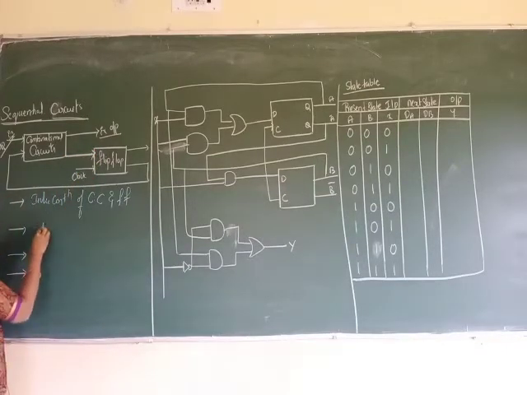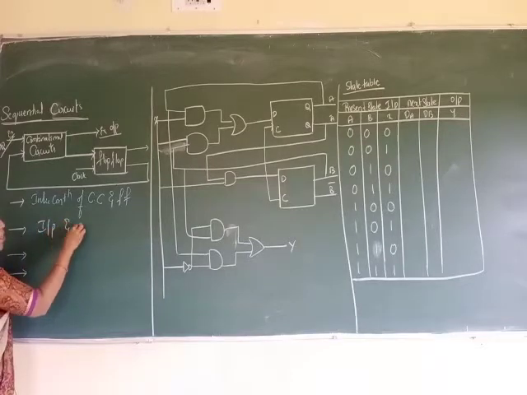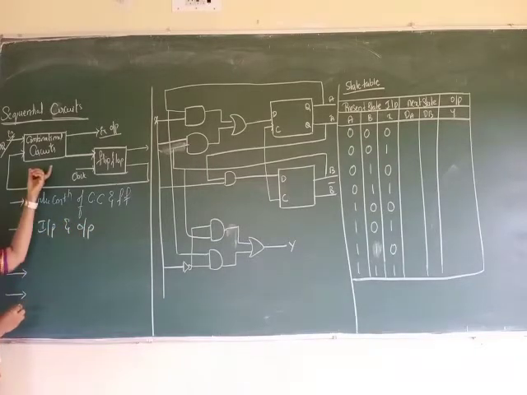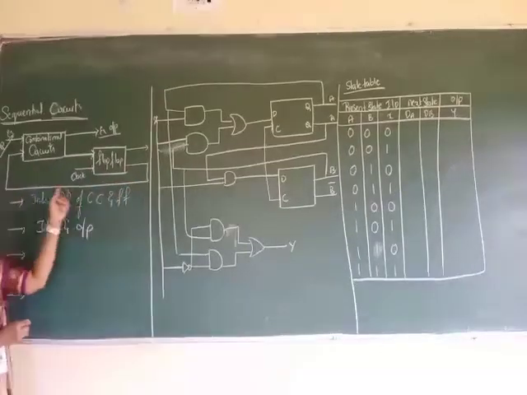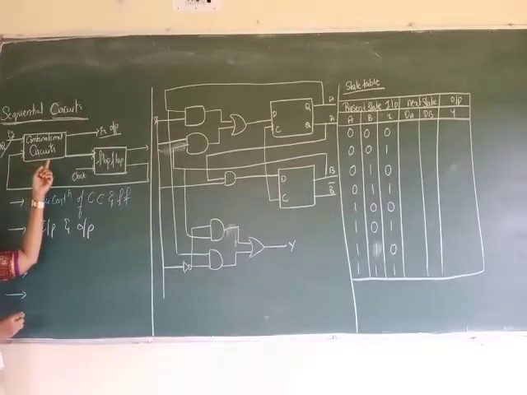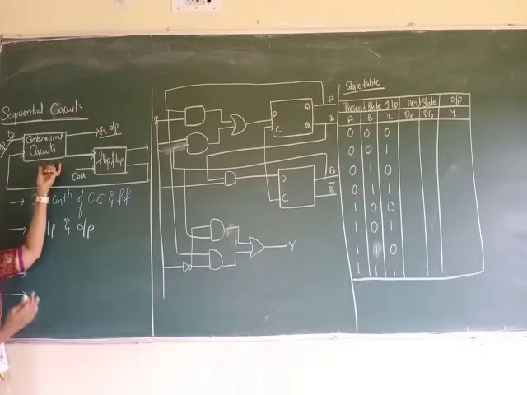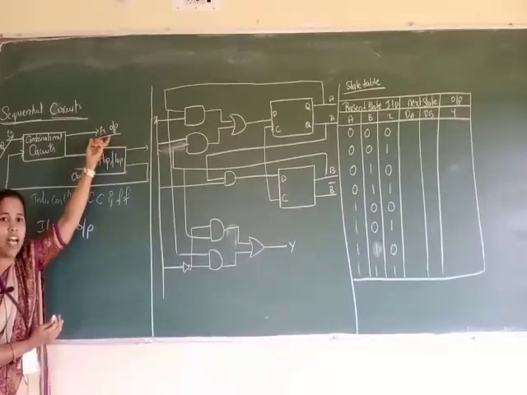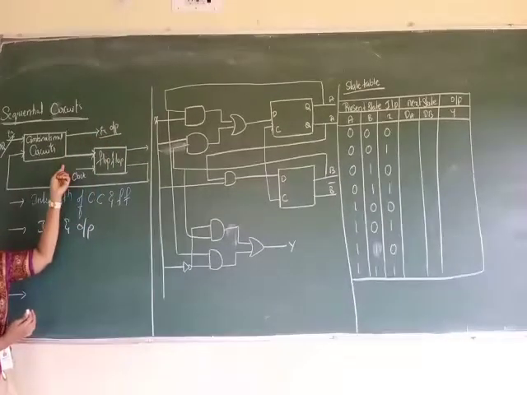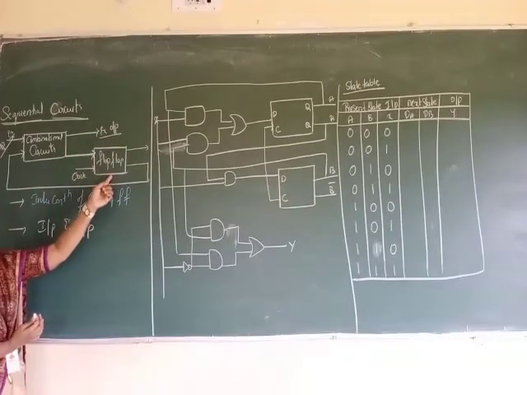So next is input and output. The combinational circuit gets input from the external input, as well as the output of the flip-flop. The combinational circuit generates the output. Where does it go? The output goes to the external output, and it is also given as input to the flip-flop.